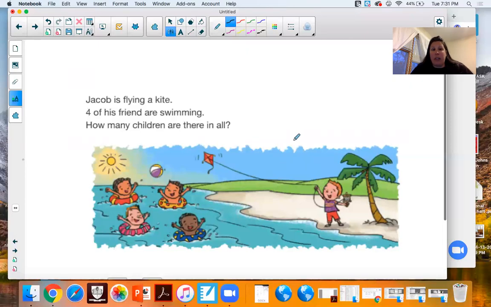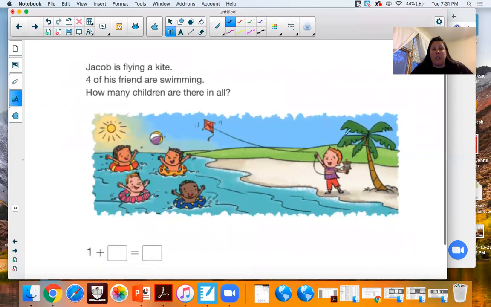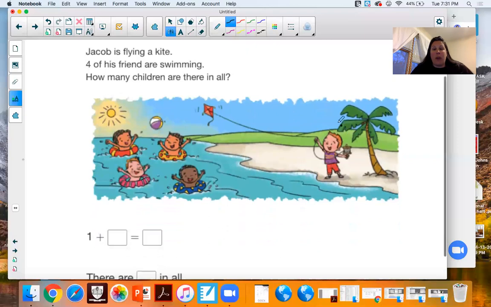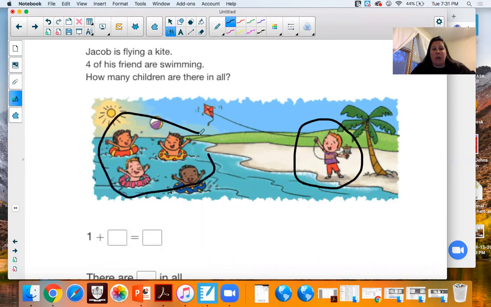Jacob is flying a kite. 4 of his friends are swimming. How many children are in all? So let's circle our two groups. We have our friend Jacob right here. And we have 4 friends playing in the water. So we're gonna start with that number 1. They gave us it in the equation. So the next number we're gonna add to it is 4 because there are 1, 2, 3, 4. There are 4 kids in the water.